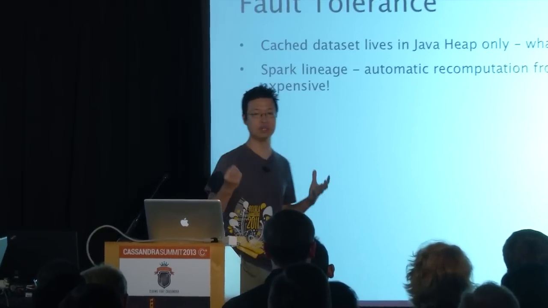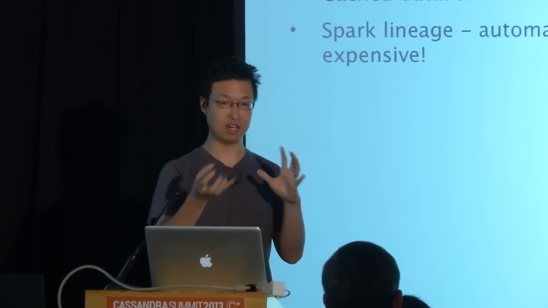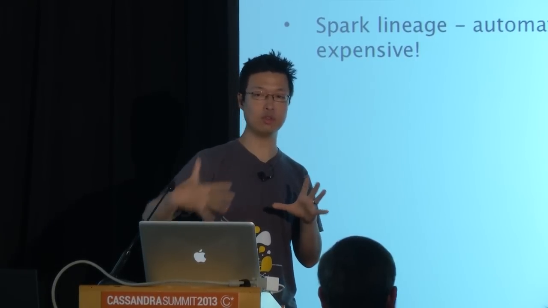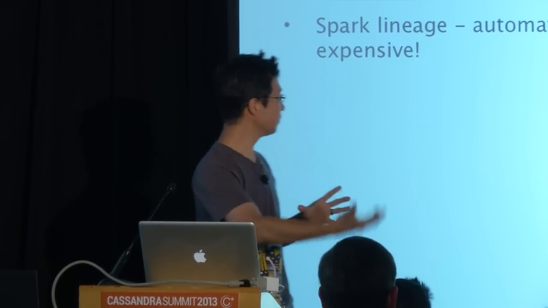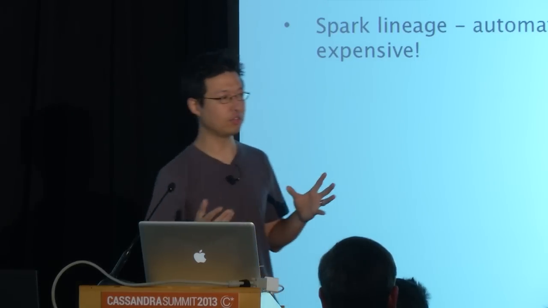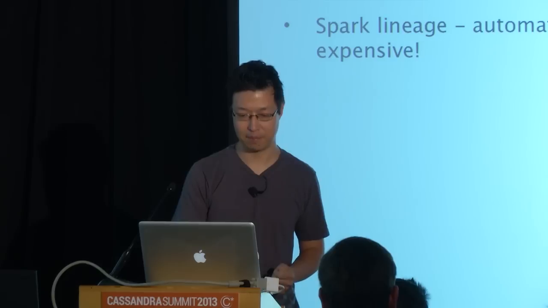Spark has something built in called Lineage, which is that when there's missing data, it remembers the steps it takes to transform the data. So it can always go back to the source, which in our case is Cassandra, and it can do this recomputation for you. But this is fairly slow. If it takes 2 minutes or 30 seconds, that's not really an acceptable delay.